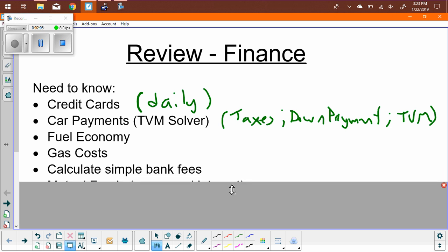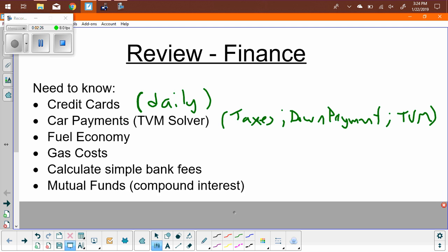You need to be able to calculate simple bank fees. You might remember from one of our last assignments, we had a question comparing different bank accounts. It was like 10 transactions free, and then each transaction after that costs 50 cents, something like that. So being able to calculate simple bank fees.